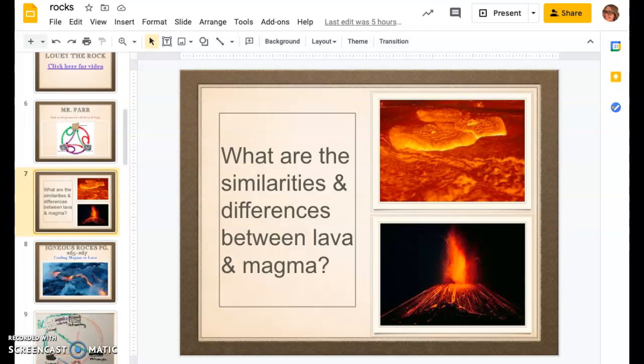So lava and magma are alike because they're both hot, melted rock, also known as molten material. Sometimes you'll hear that word instead of lava or magma. They are different because magma is found deep inside the earth and lava is found outside on the earth's surface. So we're starting with magma and lava because magma and lava are what are used to make an igneous rock.